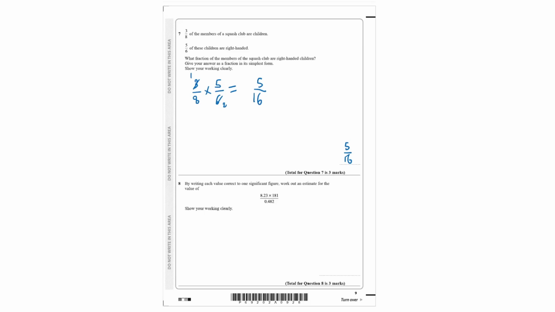Question 8. By writing each value correct to one significant figure, work out an estimate for the value of 8.23 times 181 divided by 0.482. Show your working clearly.